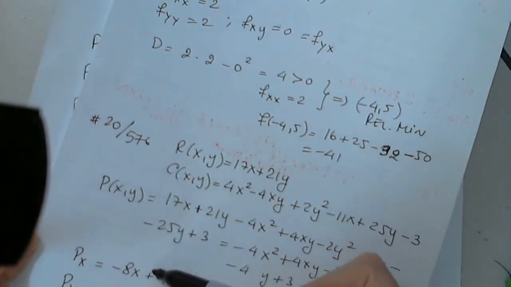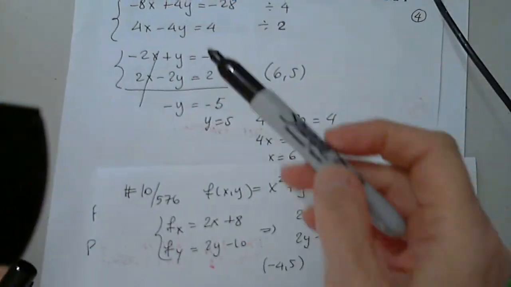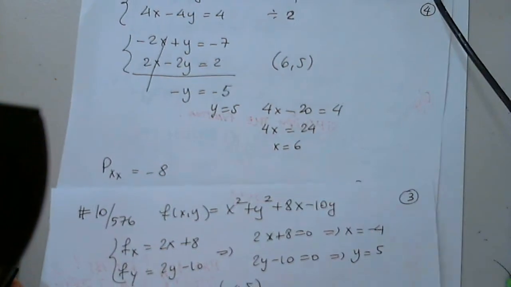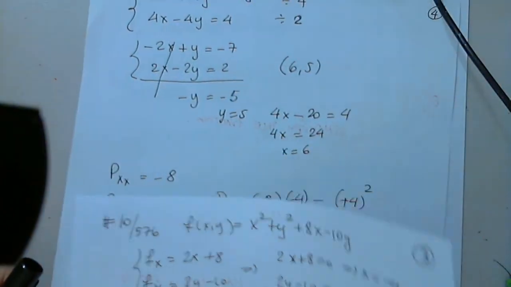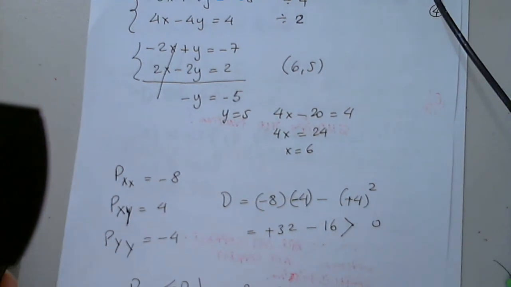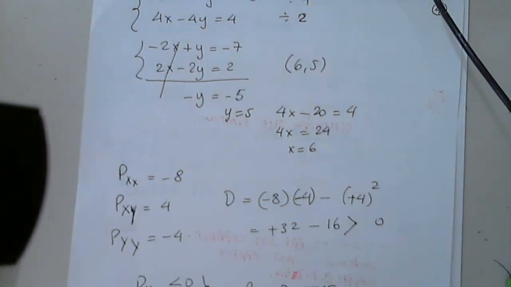Then I created negative 8x plus 4y plus 28, moving 28 to the other side, and 4x minus 4y equals 4, moving 4 to the other side. Is that okay? Yes. Okay, now let's see what I did next.